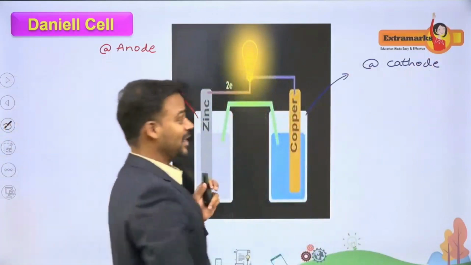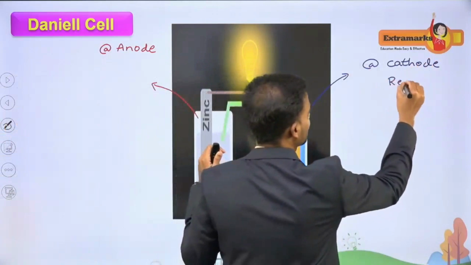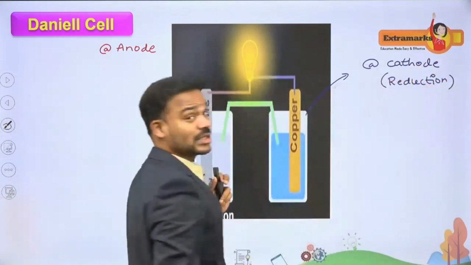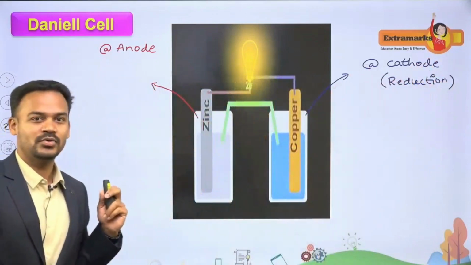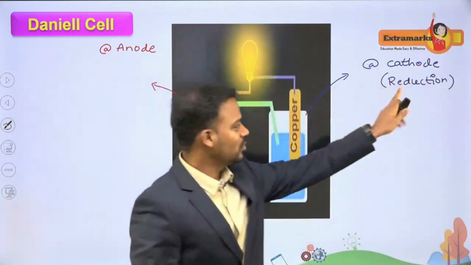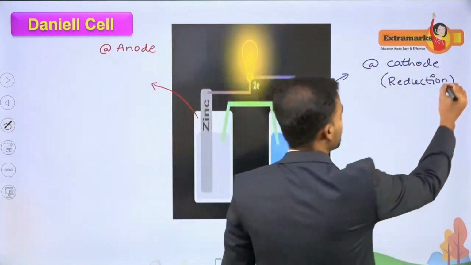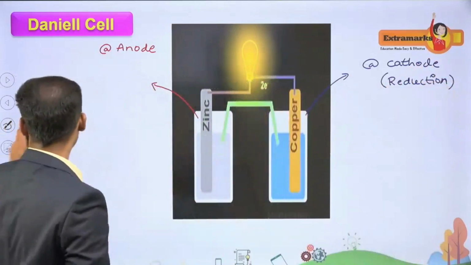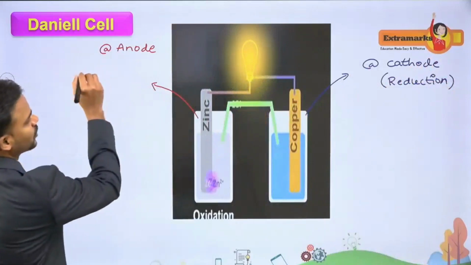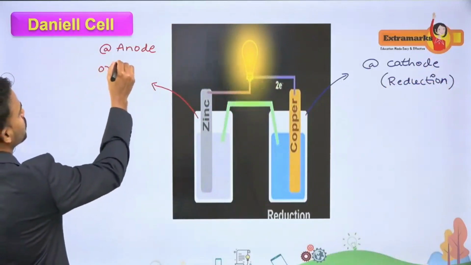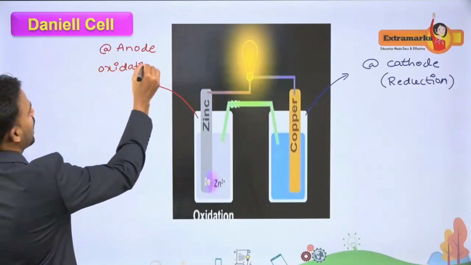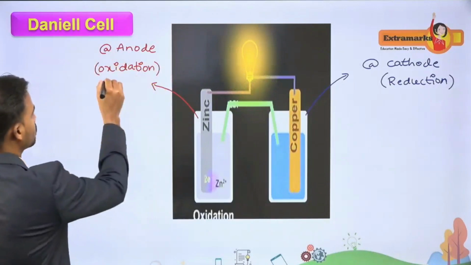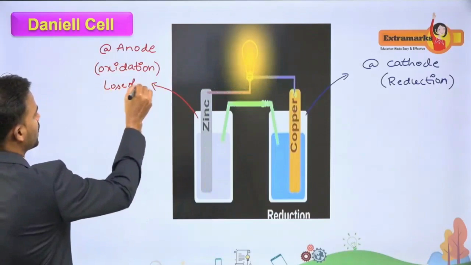At cathode, what happens? Tell me. At cathode, reduction happens. This is what I wrote last time: at cathode, CR. So at a cathode reduction happens. And what is reduction? Gain of electrons. And what is happening at anode? At anode we have loss of electrons, that is oxidation happening. So oxidation happens at anode and reduction happens at cathode.